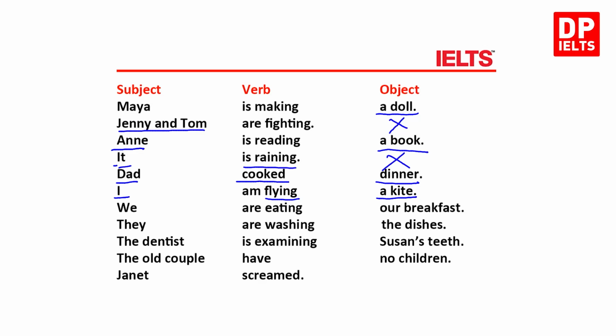யாரு சமைத்தார்? அப்பா. Dad is the subject. என்ன செய்தார்? cooked. cooked is verb. என்ன சமைத்தார்? dinner. So இங்க செயல் செய்யப்படுவது வந்து dinner. So the object is dinner. I am flying a kite. நான் பட்டம் வீசுகின்றேன். I subject, flying என்றதான் வினைச்சொல் verb, kite என்பது object.